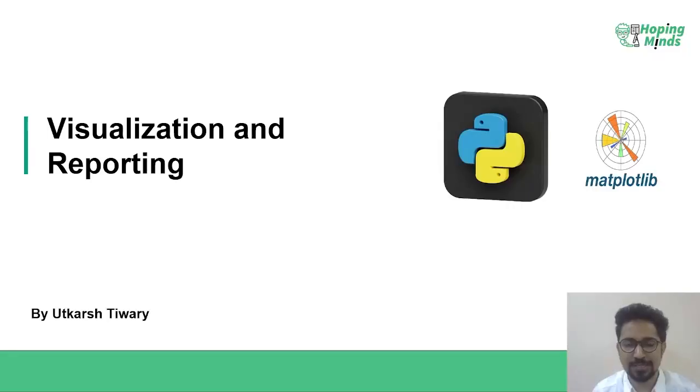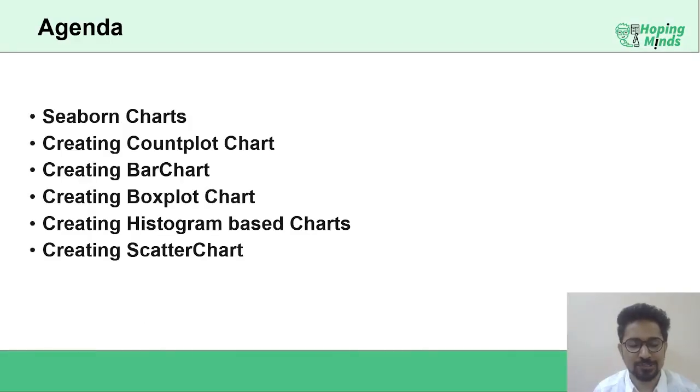So guys, let's have a look at the agenda for this session. The agenda for this session includes exploring different Seaborn charts. So in this session, we shall be exploring count plot, bar chart, box plot, histogram based couple of charts like hist plot and KDE plot, and we'll also be exploring the scatter chart. Now, so far till the previous session, we have already explored and implemented couple of matplotlib charts. So guys, let's switch to the Jupyter screen.